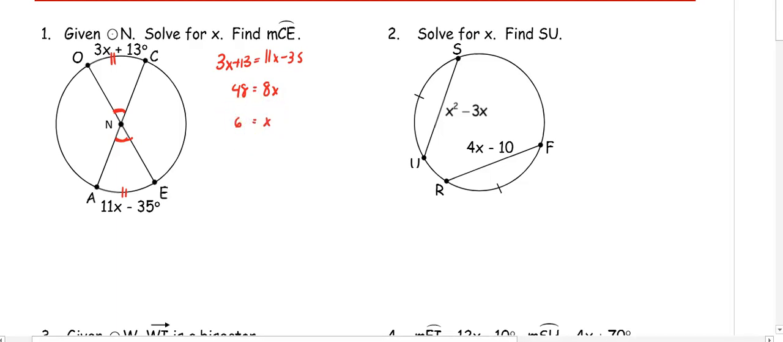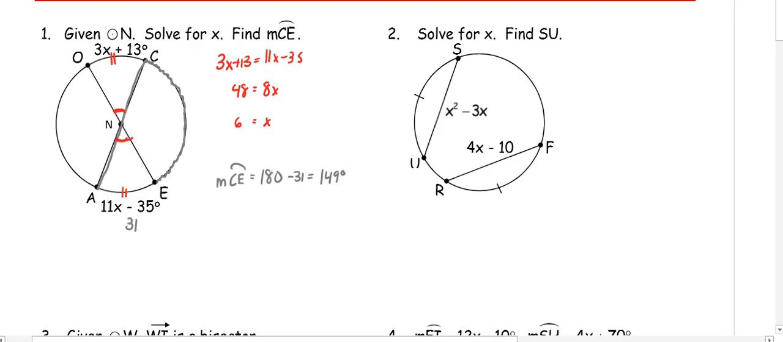Then it also wants us to find the measure of CE. So I can substitute that into either arc. So I can do 11 times 6 minus 35, and I would get 31 degrees. Well, if CA is a diameter, it's creating a semicircle. So the measure of CE is going to be 180 minus 31, which would be 149 degrees.